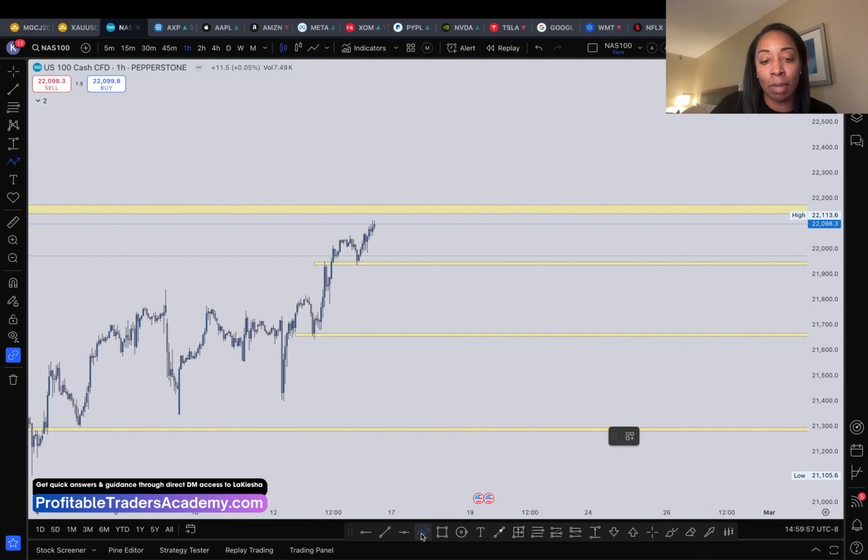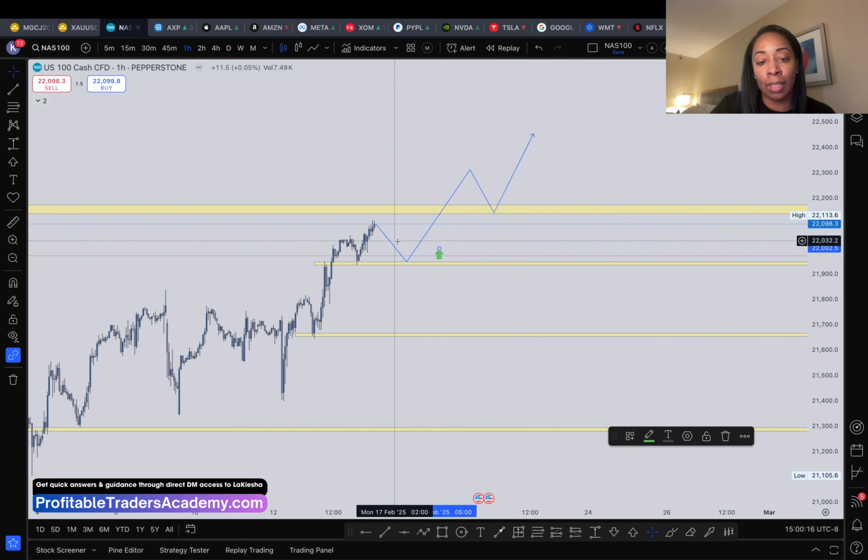So my first idea for buys is price coming back into the zone and retesting the level. It could actually stop short, but I like to give it a little room. So come back to this level, retest, and then continue to push up and do its thing. So this is my first idea. My first idea is to buy at this level.